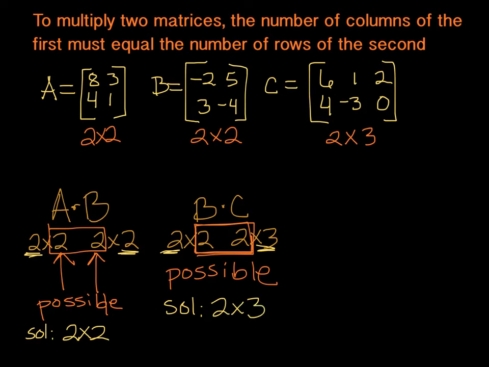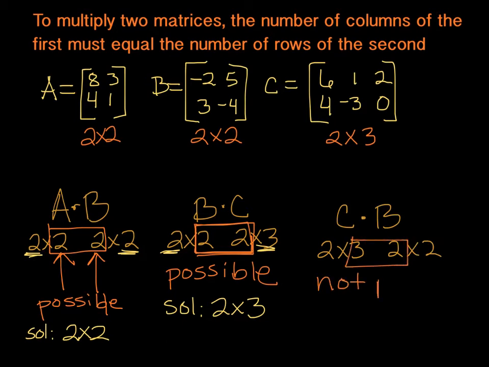So what if I asked you to multiply C times B? If B times C is possible, C times B should be possible too. But in matrix multiplication, order matters. It does matter. So matrix multiplication is not commutative. You can't move them around because watch this. C is our 2 by 3, but B is a 2 by 2, and these guys don't match. So this is not possible.